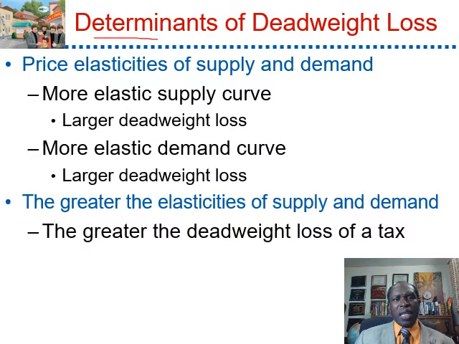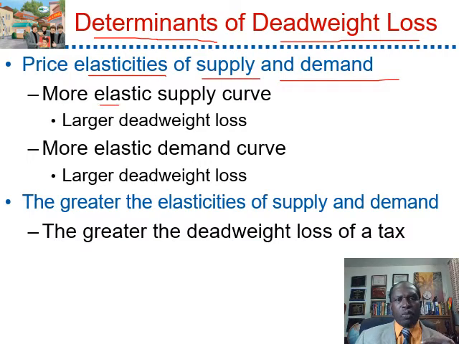So, what are the determinants of deadweight loss? The deadweight loss depends on the elasticity of supply and demand. Usually, if supply is more elastic, then the deadweight loss is bigger. If demand is more elastic, then the deadweight loss is also bigger.